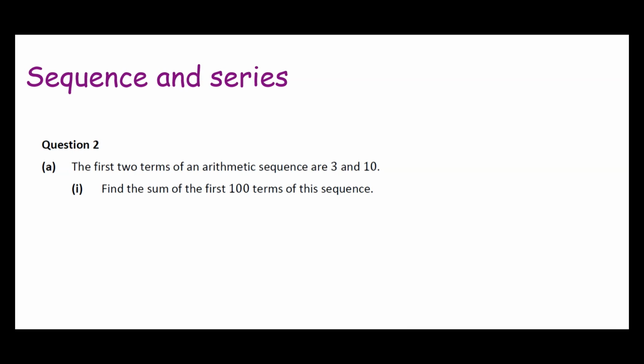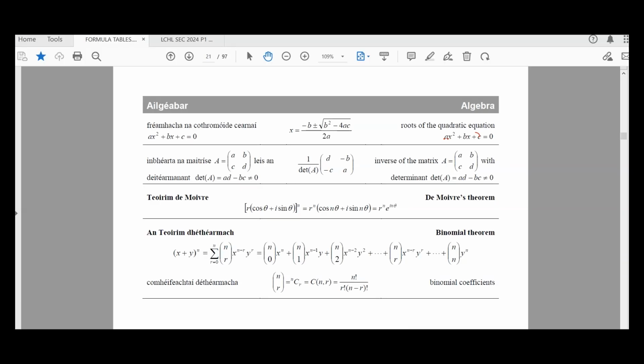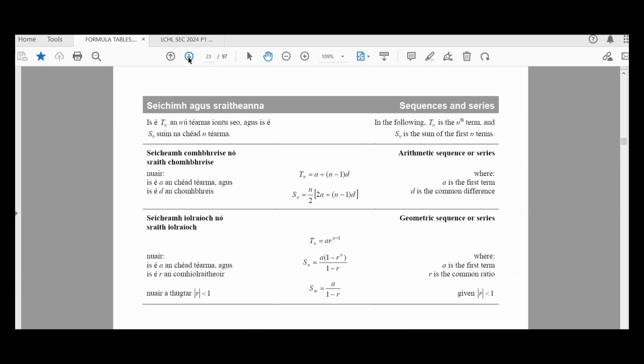Sequence and series. So we have two main sequences and series that we are dealing with. One is arithmetic and the other one is geometric. Now, in your table, if you please open them to page, I think it is 22, there it is, you have formulas for arithmetic sequence and then for geometric sequence.